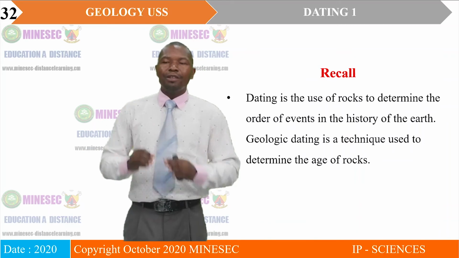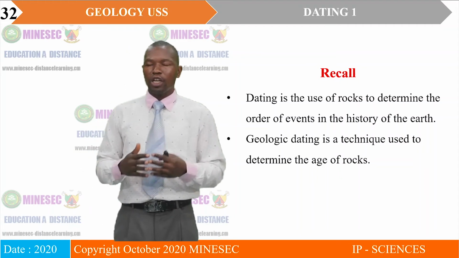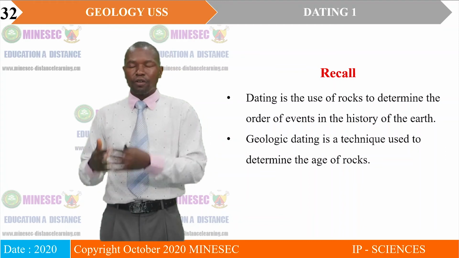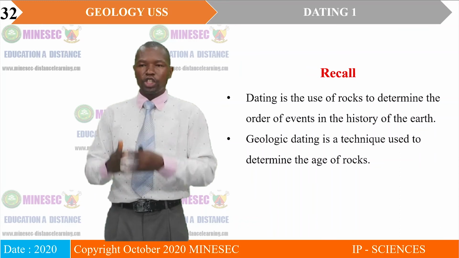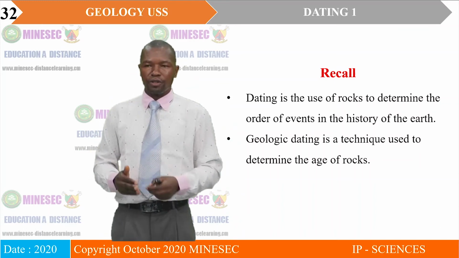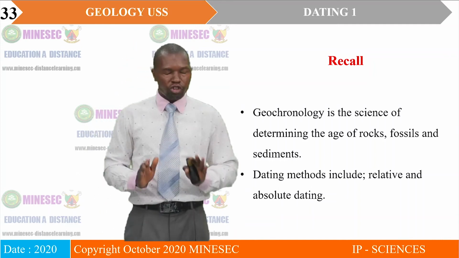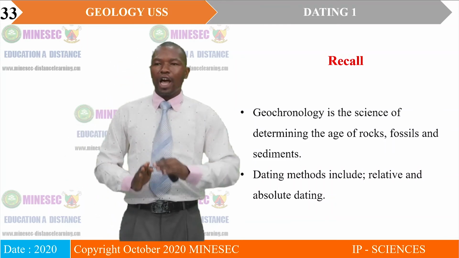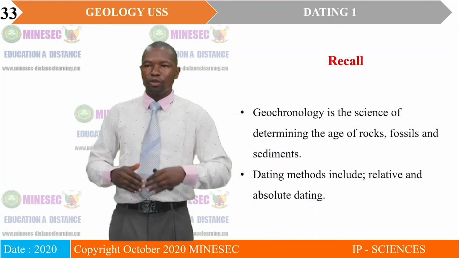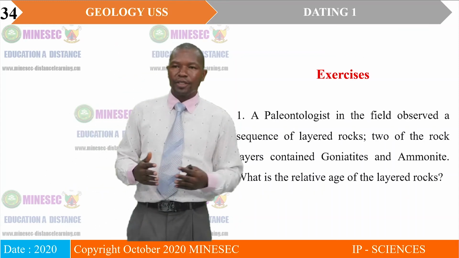Now recall that dating is the use of rocks to determine the order of events in the history of the Earth, or in general, it is the study of time intervals from a geologic point of view or on a geologic scale. And that geologic dating is a technique used to determine the age of rocks. Also, geochronology is the science of determining the age of rocks, fossils, and sediments. If we must add geologic events in general, then dating methods will include relative and absolute dating. Look at some exercises.